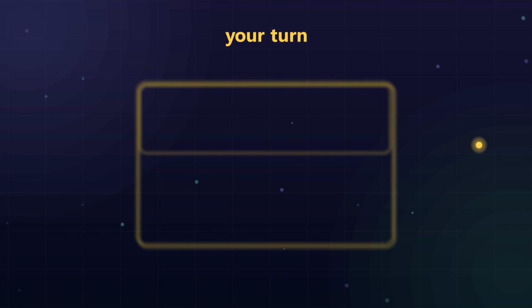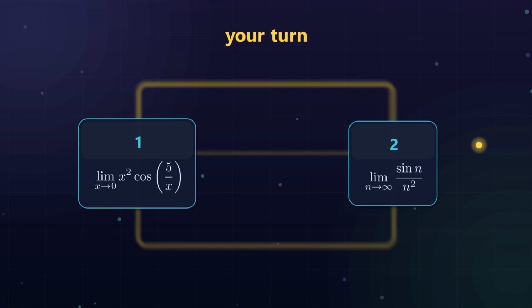Your turn. 2 problems. 1. The limit of x squared times cosine of 5 over x, as x goes to 0. 2. The limit of sine n over n squared, as n goes to infinity. Both are 1 line each.